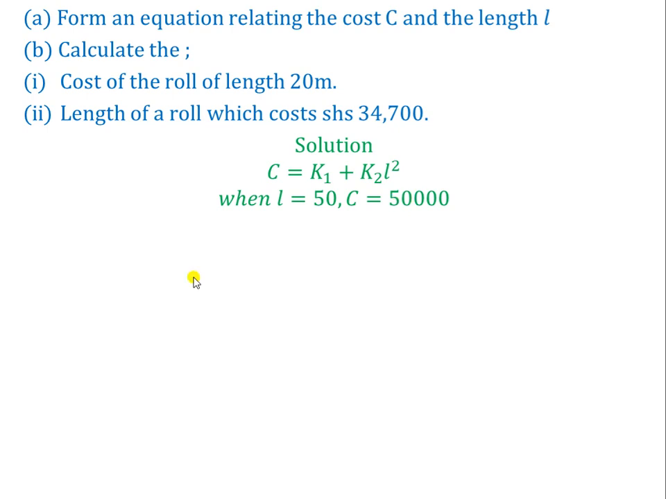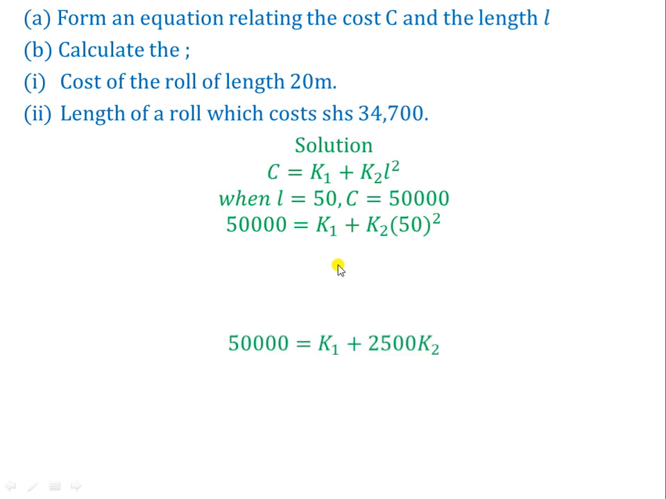Remember, in the question they told us that when L equals 50, C equals 50,000. That is when you get back to the question. So we simply substitute these values. Where there is L, I'm going to substitute 50, and where there is C, I'm going to substitute 50,000. That gives us the next step. Then after that, you simply simplify this.